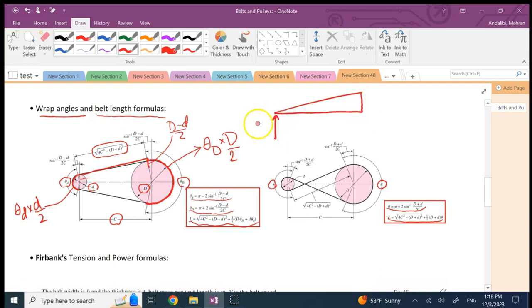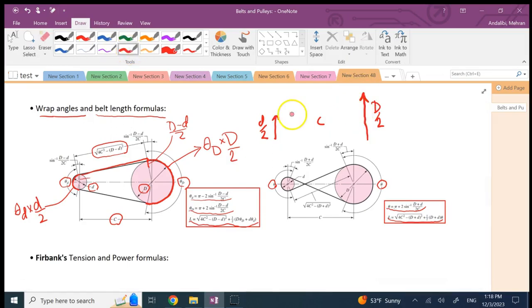Okay, this distance is d over 2. From here to here, this distance is capital D over 2. This distance is c, so that thing over here is D minus d over 2. And in this case, the right triangle is going to be like this. Let me make sure I draw it right. So it is going to be something like this.